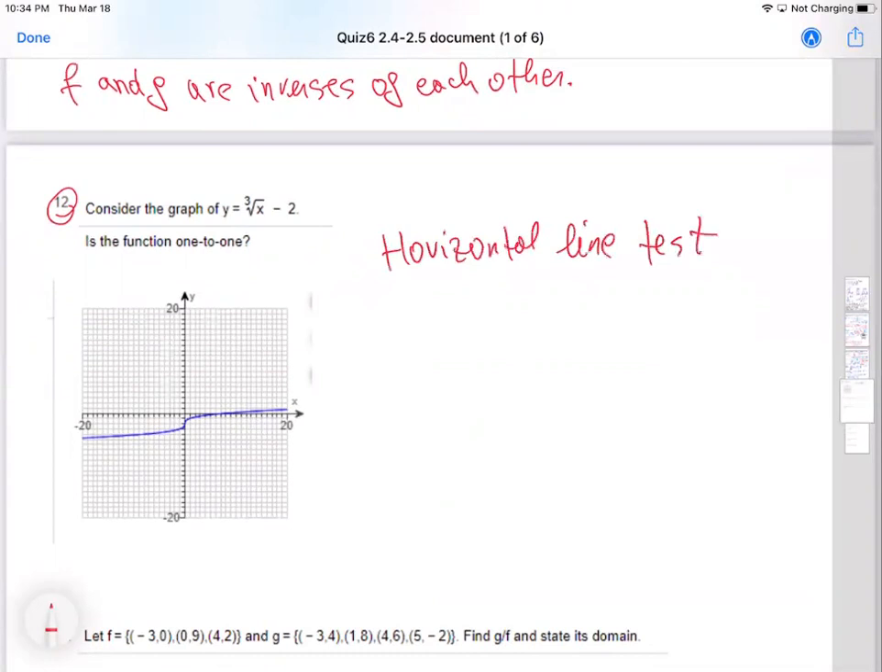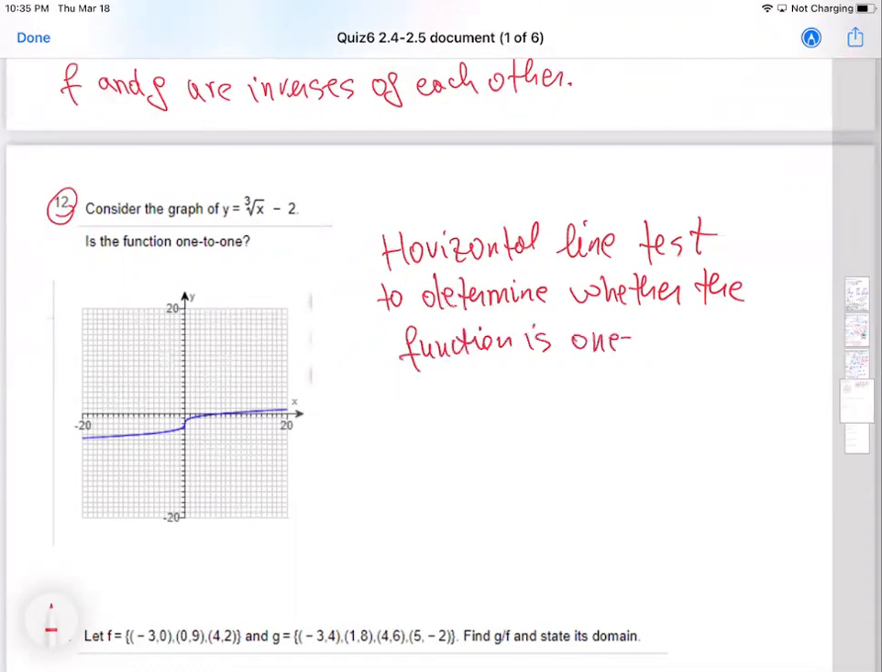We need to do the horizontal line test to determine whether the function is 1 to 1. Remember, 1 to 1 is one input to a unique one output. Okay, so let's draw a vertical line. I take it back. Let's draw horizontal lines. We're doing the horizontal line test.